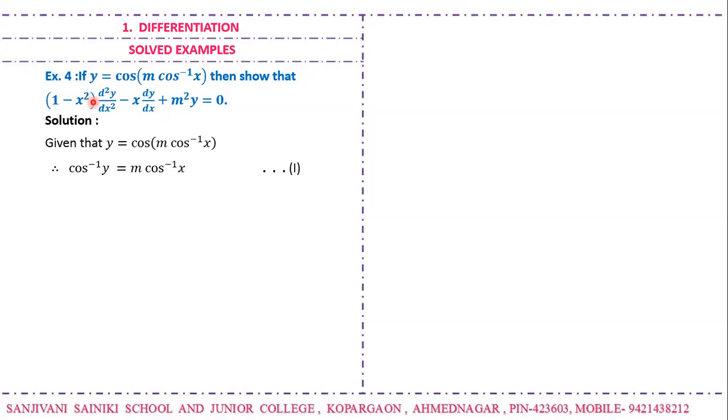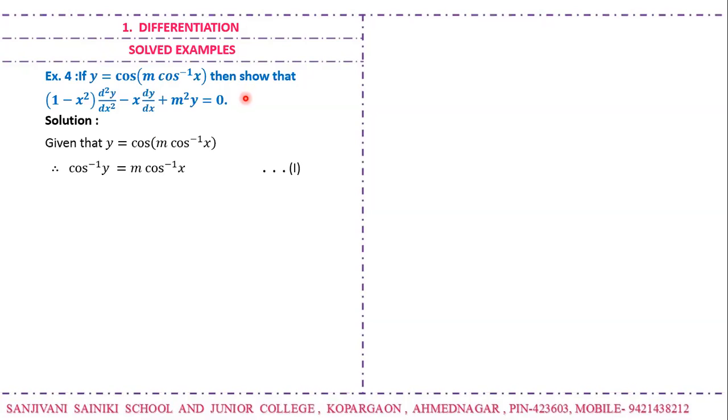Then we can find its second order derivative. This is our equation number 3. Then finally we will consider this left hand side only, and we will put all our derivatives in this left hand side. What answer must we get? We must get 0 at the end. So left hand side is equal to right hand side, so that this is the equation that we want to show.